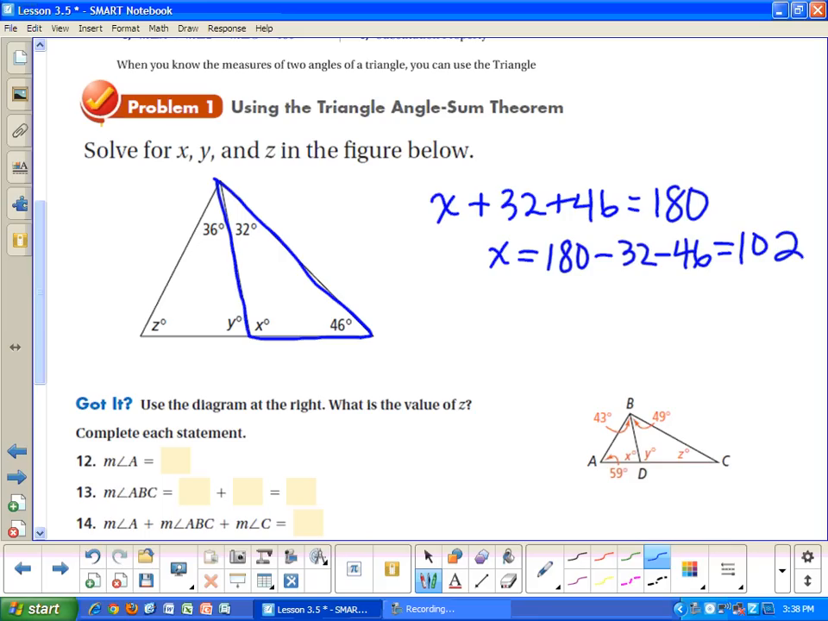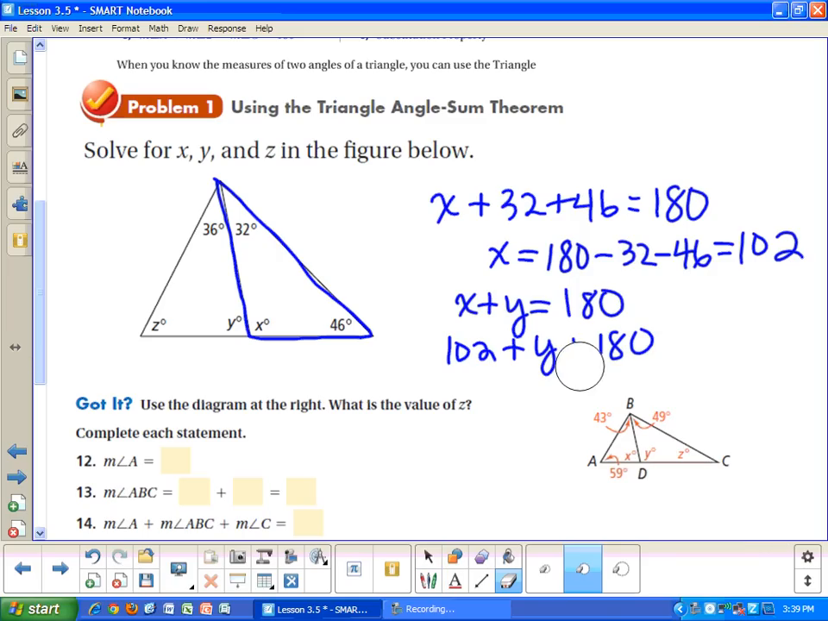And to find y and z, one thing we know is that x plus y together, since they're a linear pair, equal 180. And we just solved for x, so we can substitute 102 for x. So we know 102 plus y equals 180. And that gives us y equals 180 minus 102, which is 78.